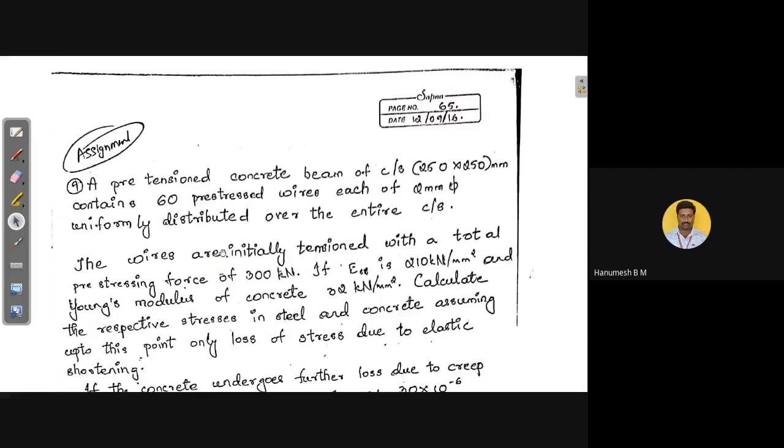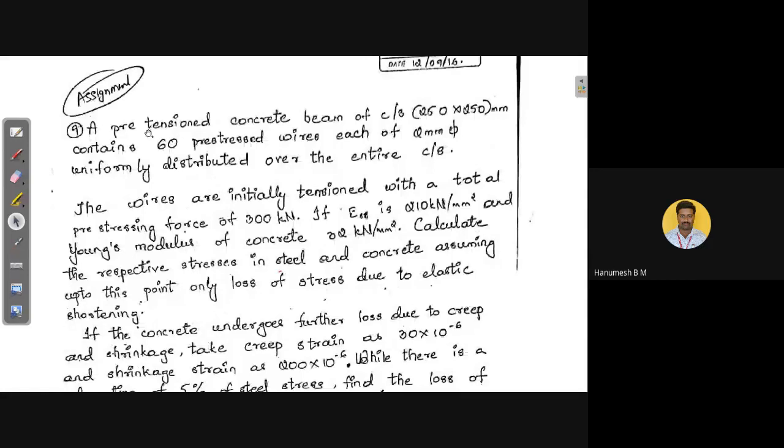A pre-tensioned concrete beam of cross section 250 by 250 mm, so it is a square section, contains 60 pre-stressed wires. Yes, the number of wires is 60, each of 2 mm diameter, uniformly distributed over the entire cross section. This is very important. The pre-stressing wires are distributed in the concrete throughout. This uniform distribution statement is very important.